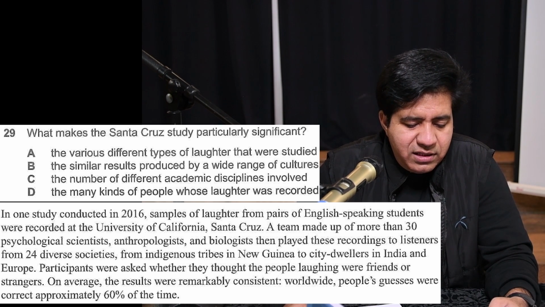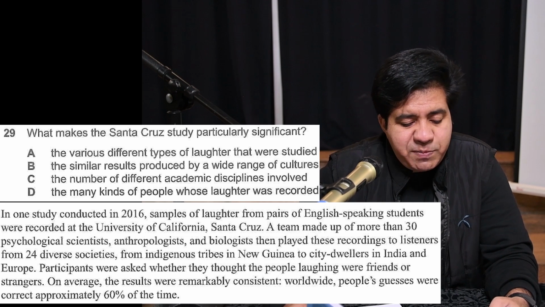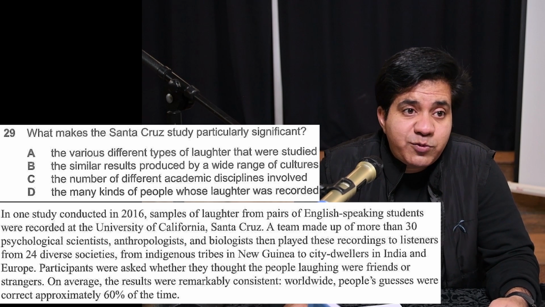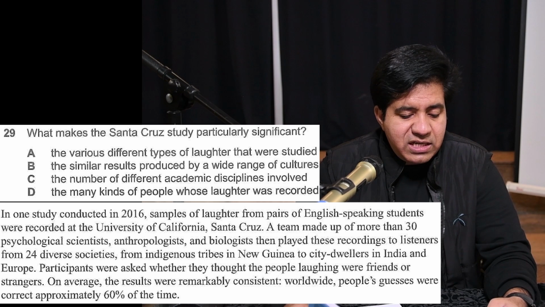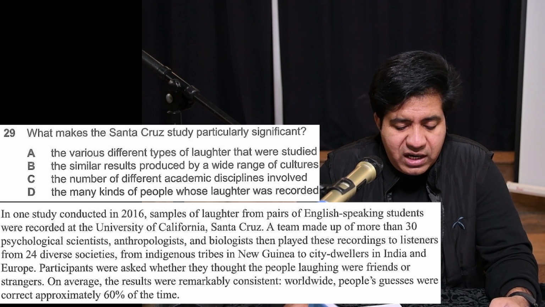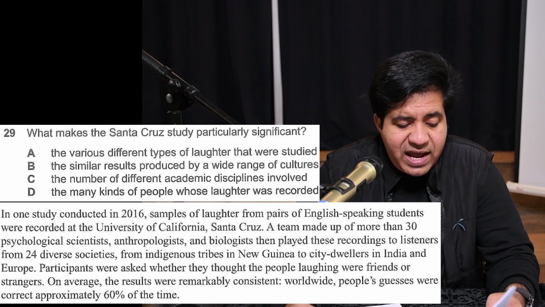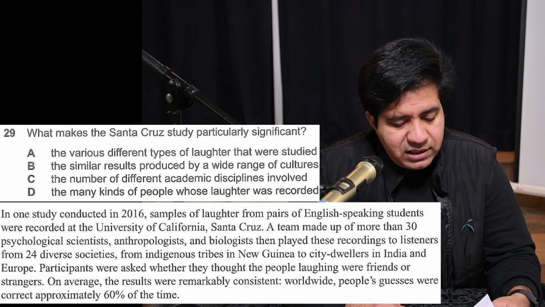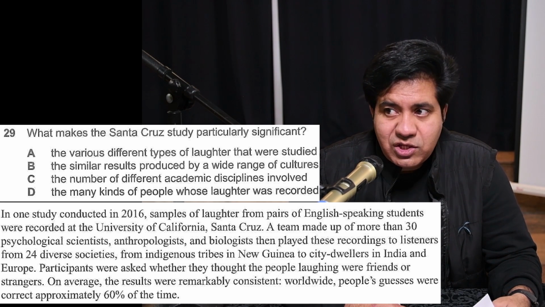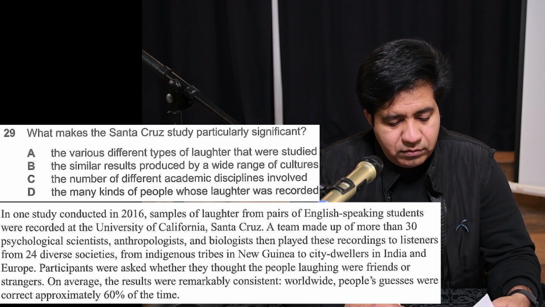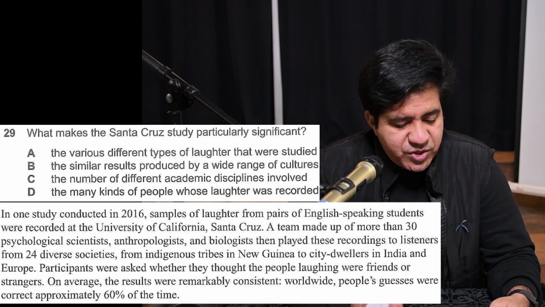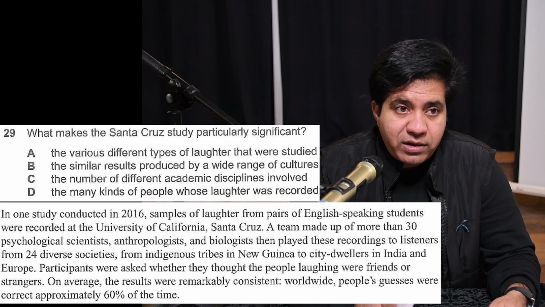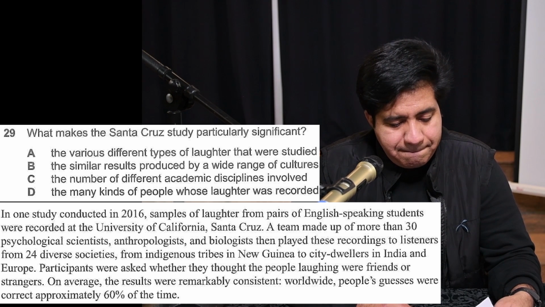Participants were asked whether, got it? Yes, third last line. Participants were asked whether they thought the people laughing were friends or strangers. On average, the results were, now this is important, on average, the results were remarkably consistent worldwide. People's guesses were correct approximately 60% of the time. Now go back, go through A, B, C, D. When I ask you, then tell me the answer. People's guesses were correct approximately 60% of the time.